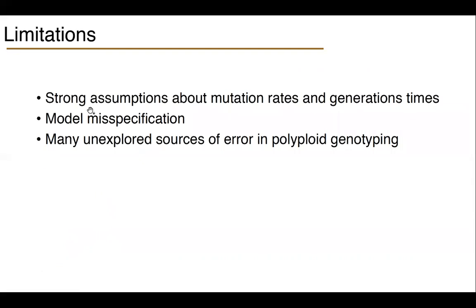Some limitations of the methods and population genomics in general. We have to make some strong assumptions about mutation rates and generation times to calibrate our analyses to absolute time. There's always danger of just getting the model wrong. And then of course, there can be genotyping error with polyploids that we just don't really understand yet.